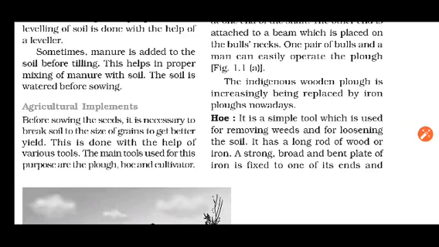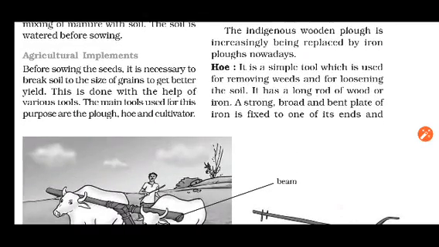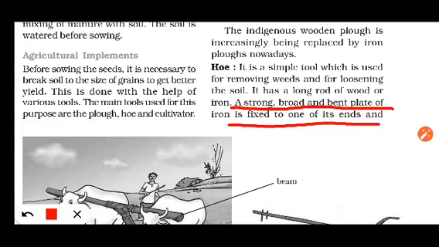Now let us come to the structure of hoe. It has a long rod of wood or iron. इसमें भी एक long rod होती है. Again it is made up of either wood or iron. And what is the second more important part of this? A strong, broad and bent plate. एक strong, broad यानी चौड़ी और bent यानी मुड़ी हुई प्लेट होती है. This plate is made of iron and this plate is fixed to one of its ends. इसके एक एंड पर कनेक्ट कर देते हैं.